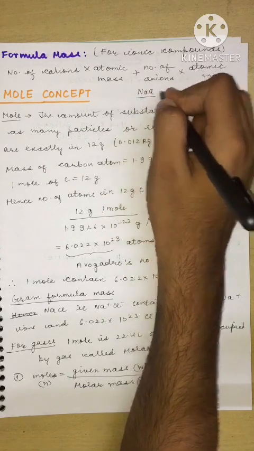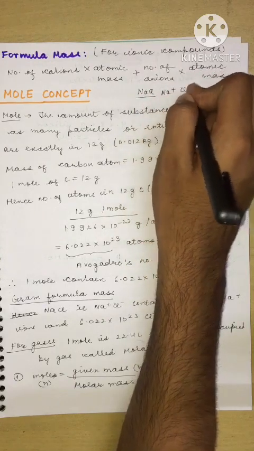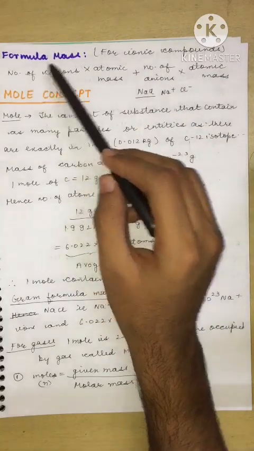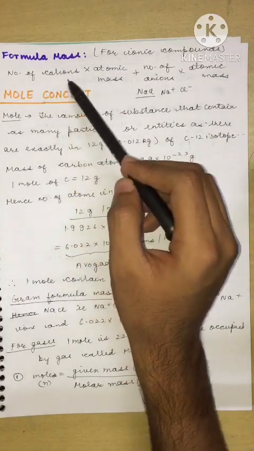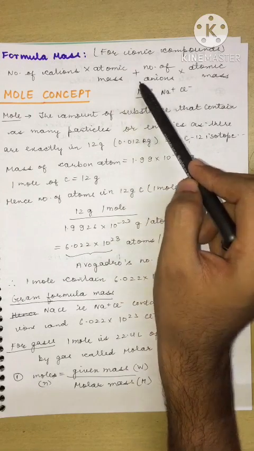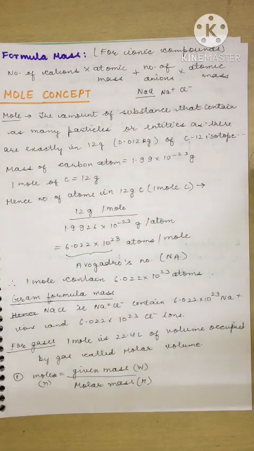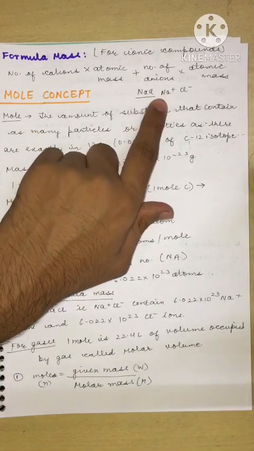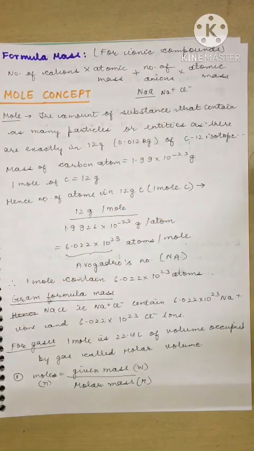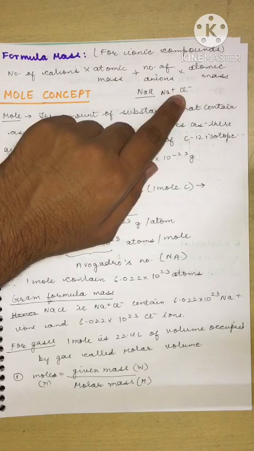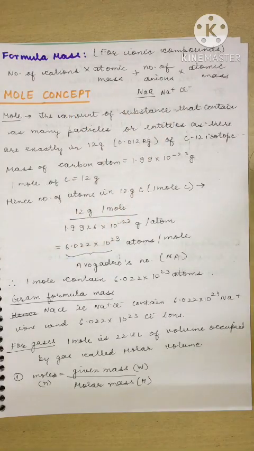NaCl contains cation as Na plus and anion as Cl minus. This is an ionic compound. So the formula mass can be calculated as number of cations multiplied by atomic mass plus number of anions multiplied by atomic mass. So number of cations here is 1 multiplied by 23.5 because the atomic mass of sodium ion is this much, plus number of anion again 1 multiplied by 35.5 because that is the atomic mass of chloride ion. This is the formula mass.